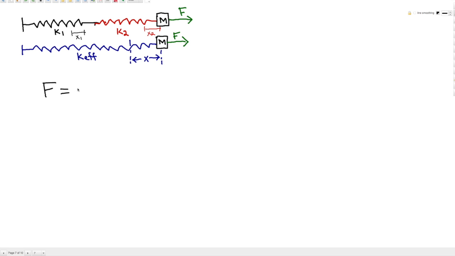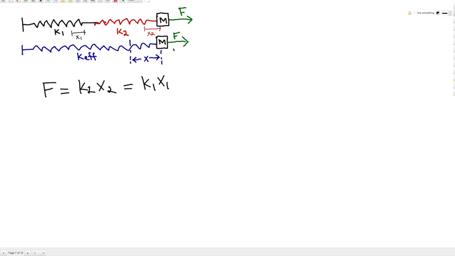The one thing that we know from the top figure is the force has to be the same everywhere. It's kind of just a tensile system. So the force K2 x2 has to be equal to the force K1 x1. The object isn't moving. Well, I said 1, but I wrote 2. Let's try that again.